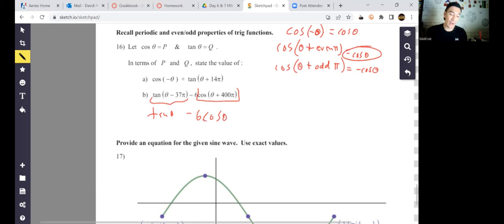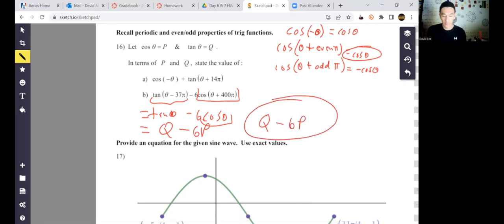So it's all a matter of whether the number attached to pi is even or odd when we're talking about cosine or sine. For tangent, it doesn't matter. You just get back regular tangent. So what's tangent of theta? Tangent of theta equals Q minus 6 times, and then cosine of theta was P. So Q minus 6P is the final result for number 16.